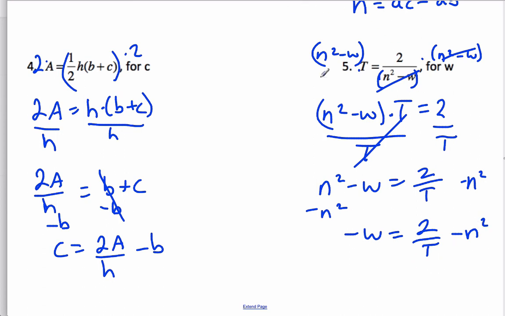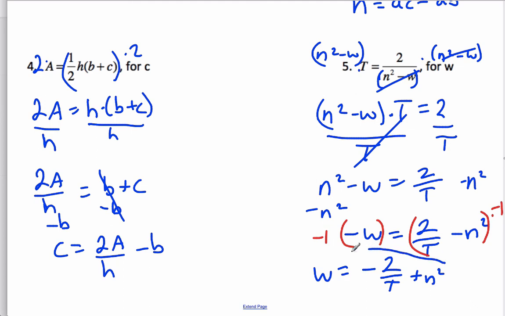We're almost done. We got to get rid of that negative. It's like a negative 1, so if I multiply everything by negative 1, the negative times negative will give you positive, and we'll just have w. So we'll multiply both sides by negative 1, and we'll get w equals negative 2 over t plus n squared. That is your answer.